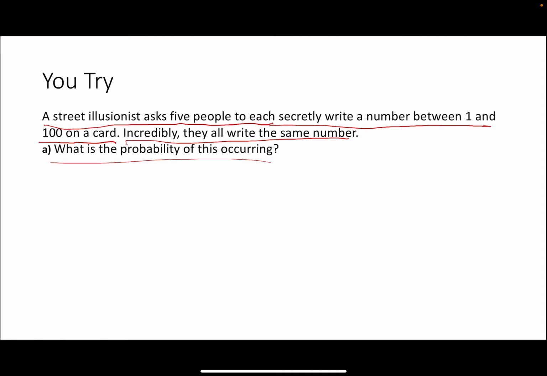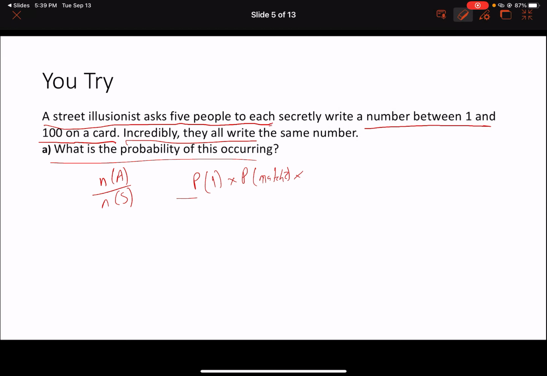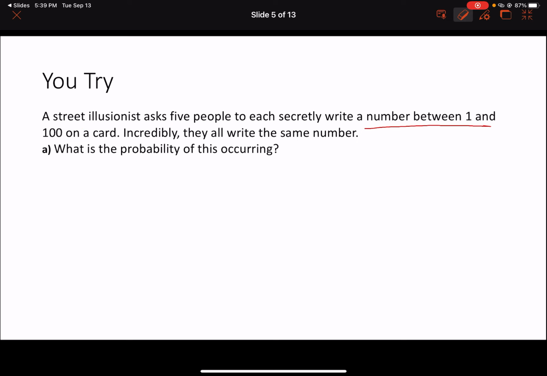Now, you can do it 2 ways. Theoretical probability, where you count n of A over n of S, or you can calculate the probability of the first number times the probability of a match, part 2, times etc., etc. for 5 people. Try and do that. Pause it and take a look at it, and then we'll take it up right away.